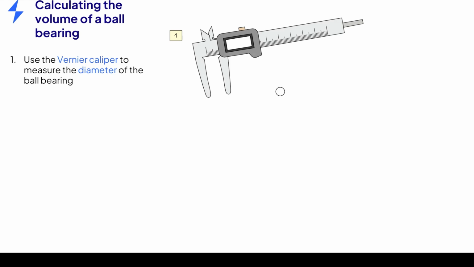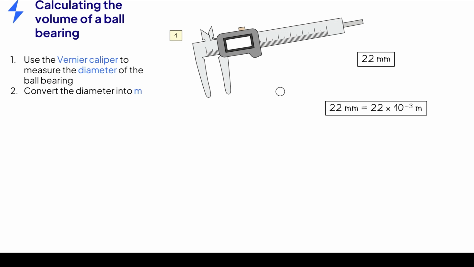Measure the diameter using the vernier calipers. Here this is 22 millimeters. Convert the diameter into meters. This gives 22 times 10 to the power of minus 3 meters.